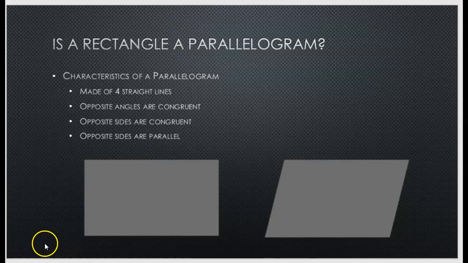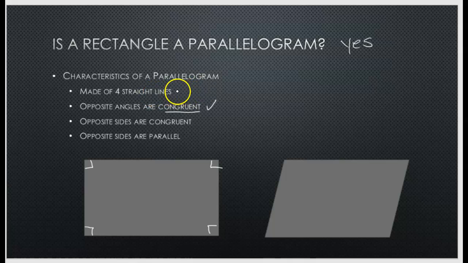Okay, now we could go through the same type of thing for a rectangle. Is a rectangle a parallelogram? You're going to find out in the same manner that we did on the last slide. Yes, it is most definitely a parallelogram. My opposite angles are equal because by definition, I have all 90-degree angles in a rectangle, right? So opposite angles are congruent.